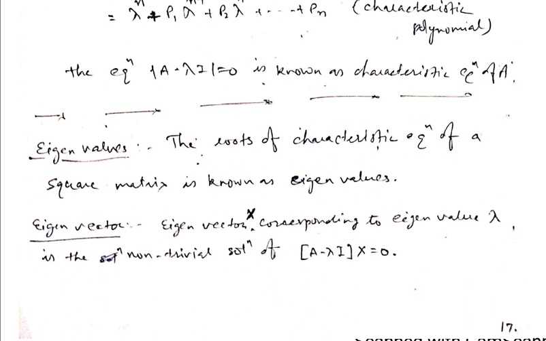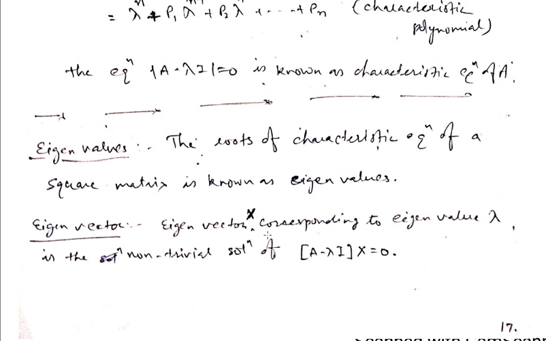So with the help of the characteristic equation, we can also define eigenvalues. The roots of the characteristic equation of a square matrix are known as the eigenvalues of that matrix. So this is a characteristic polynomial in lambda, and from this we find the characteristic equation. The roots of this equation are known as the eigenvalues of the given matrix A.